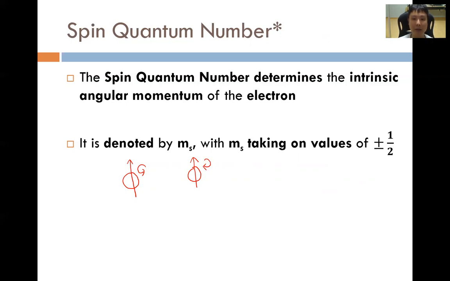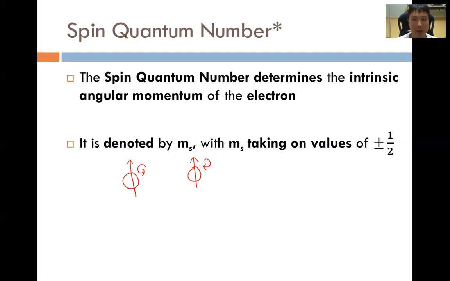And experiments have shown that this intrinsic quantum number can take on two values, either plus half or minus half, which led people to think that perhaps the electron was really like a spinning top that can spin in the clockwise or the anti-clockwise direction. However, if you were to calculate the speed at which the electron is spinning like a top, you will arrive at an answer that is faster than the speed of light, which is prohibited by Einstein's special theory of relativity.